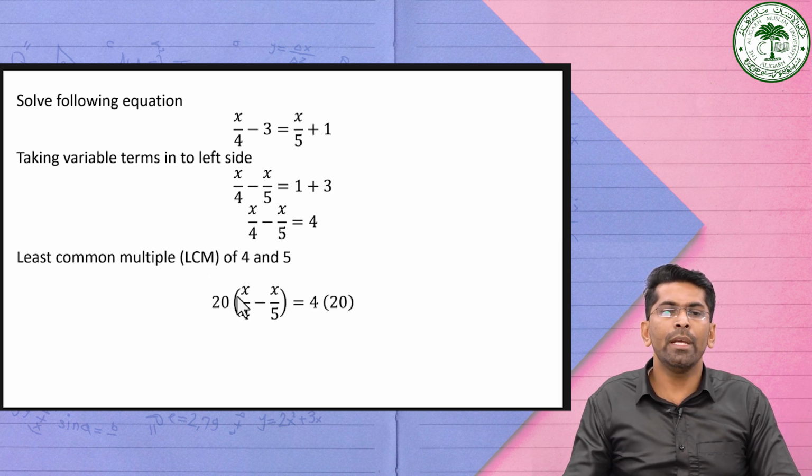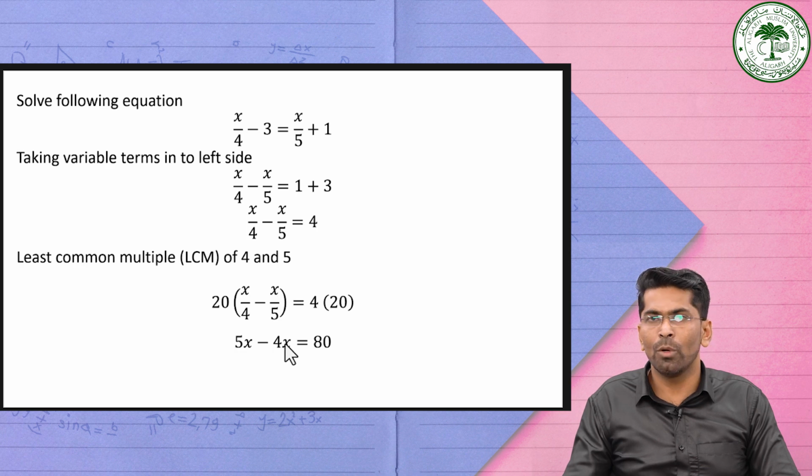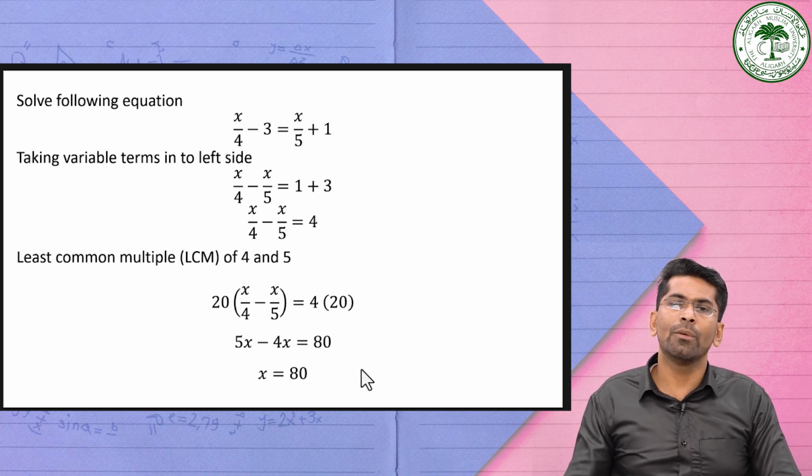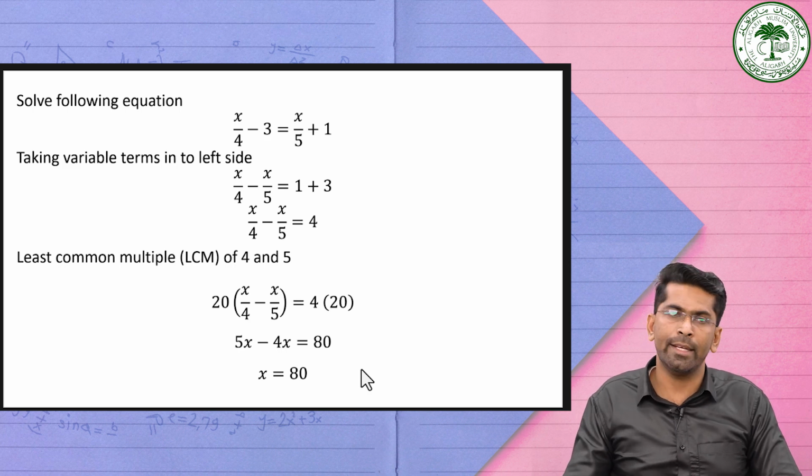So it will become 20 into the left hand side of the equation, which is equal to 4 into the right hand side, where we also multiply by 20. Simplifying, it is 5x minus 4x, that is 20x divided by 4 is 5x, and 20x divided by 5 is minus 4x, which is equal to 4 into 20, which is 80. So 5x minus 4x is x, which is equal to 80. So our answer is x is equal to 80.